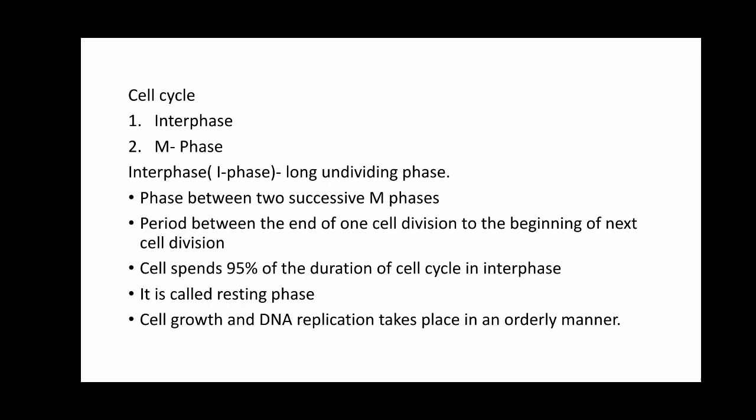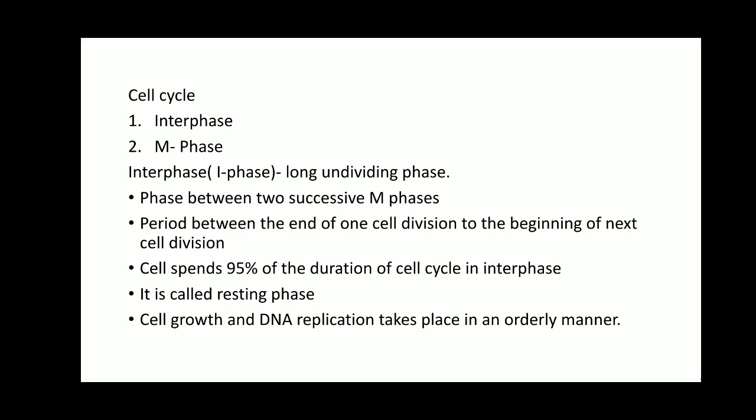So it is a phase between two successive M phases, or they are also known as cell division phases or mitotic phases. And it is a period between the end of one cell division to the beginning of the next cell division. As I said, the cell is going to spend 95% of the duration of the cell cycle in interphase. Why is it also called the resting phase? Though the cell is growing, it is called the resting phase because there is no cell division taking place.